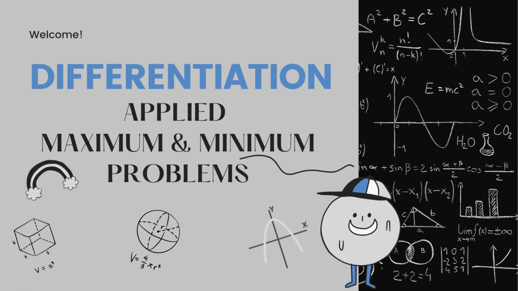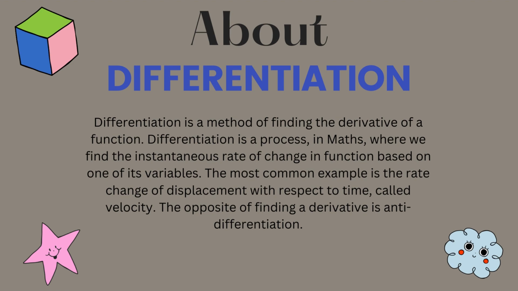Differentiation, applied maximum and minimum problems. About differentiation. Differentiation is a method of finding the derivative of a function. Differentiation is a process in maths where we find the instantaneous rate of change in a function based on one of its variables. The most common example is the rate of change of displacement with respect to time, called velocity. The opposite of finding a derivative is anti-differentiation or integration.